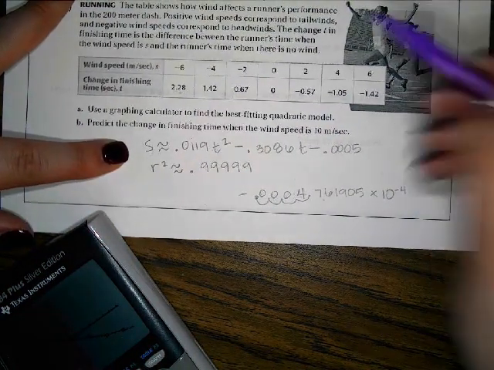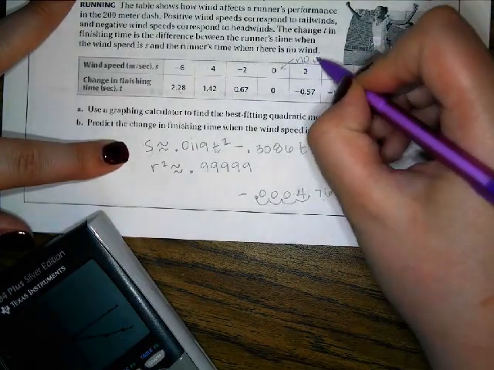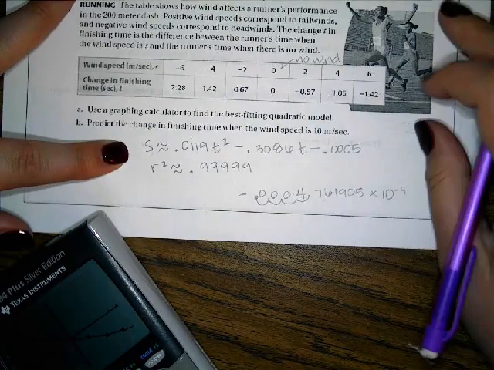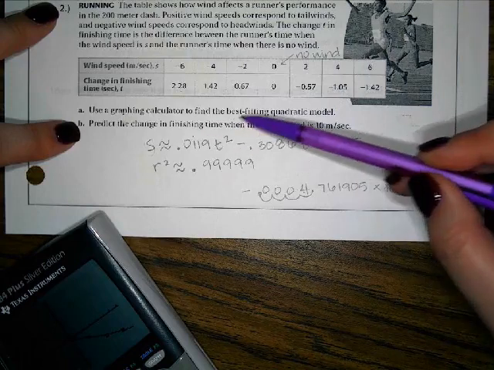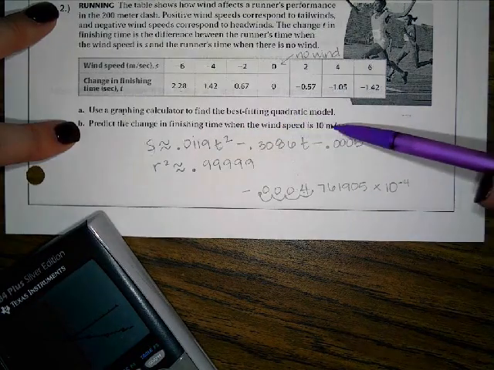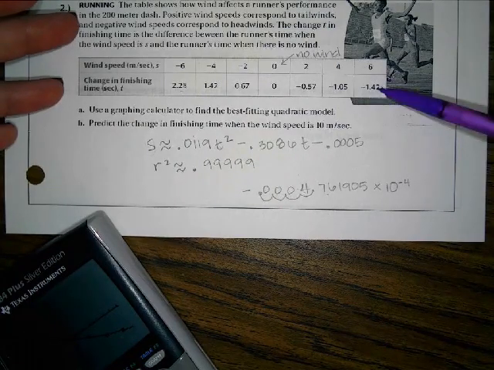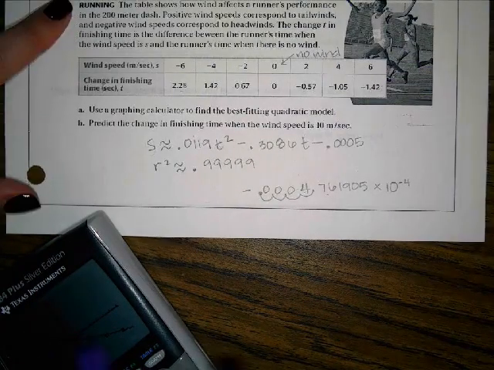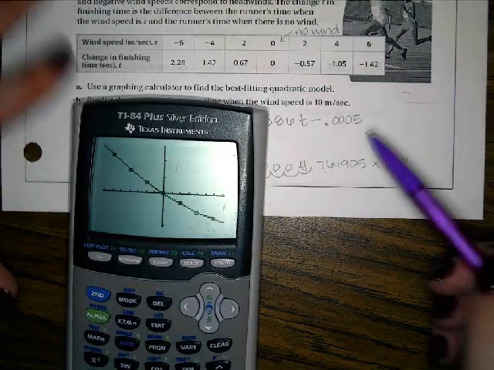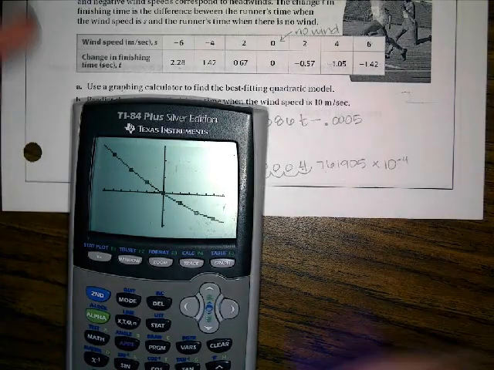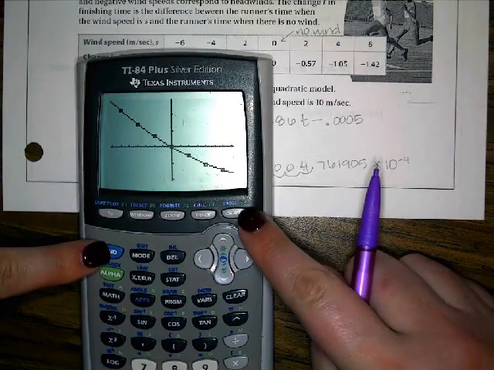Okay. So this was no wind. Okay, so they said to predict the change in the runner's finishing time when the wind speed is 10 meters per second. 10 meters per second is not on this table. So we have two ways the calculator can help us. 10 meters per second, it's nice of them to give us a whole number to plug in because we can just take the calculator and look at the table.